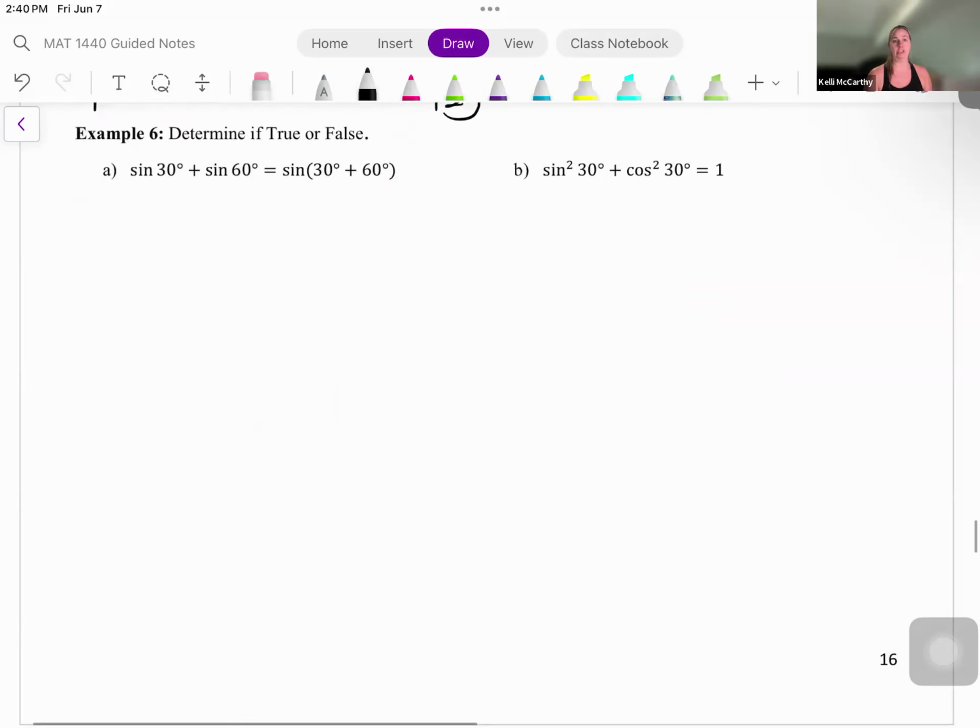Determine if the following equations are true or false. Sine of 30 degrees plus sine of 60 degrees is equal to sine of 30 plus 60 degrees. So these are both some pretty common properties that we'll see. We can use those trig function values as special right triangles. So sine of 30 degrees is 1/2. Sine of 60 degrees is the square root of 3 over 2. And this is sine of 90 degrees.